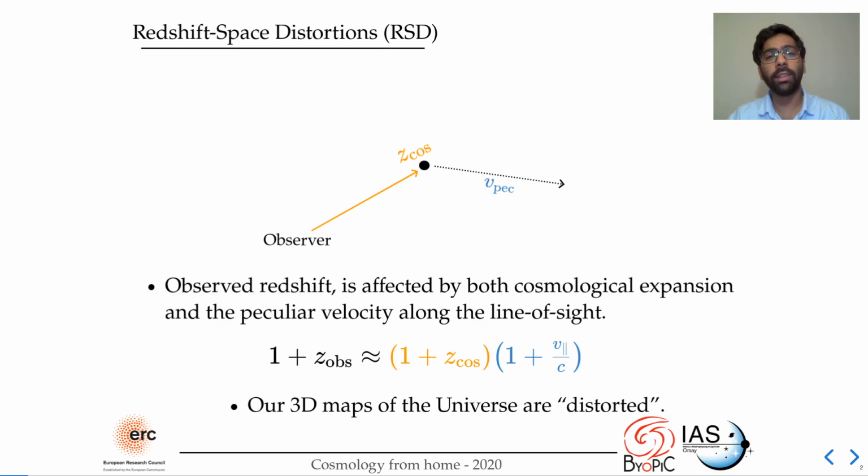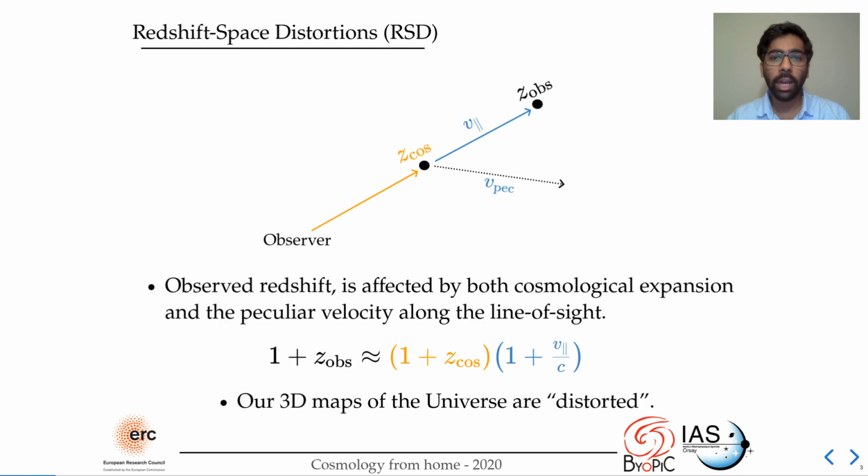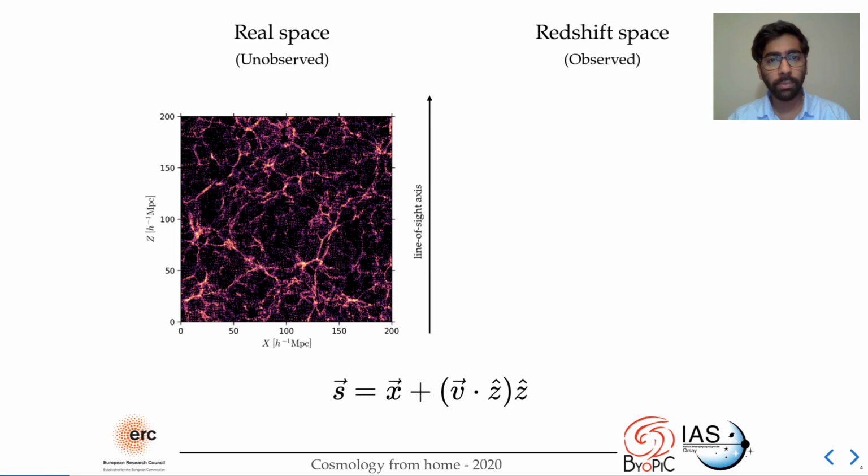In astronomy, the third dimension is given by the redshift to an object. However, the observed redshift is affected by both the cosmological expansion and the peculiar velocity along the line of sight. Hence, the three-dimensional maps of the universe we obtain are distorted. To explain pictorially, we here show a slice from the N-body simulation we employed in this work.